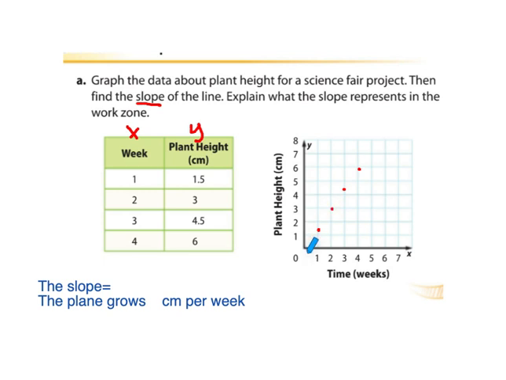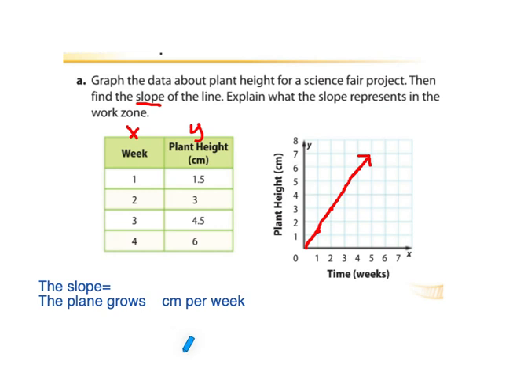I've got the data points, and I want to make a line connecting them. I'm going to try making it straight, but you know how that goes sometimes. Okay, so kind of worked. Kind of. So now it says that it wants us to find the slope.